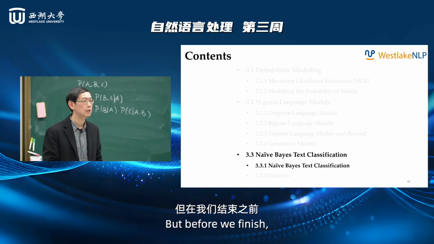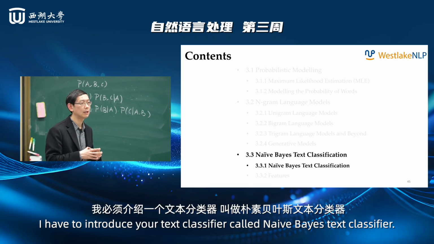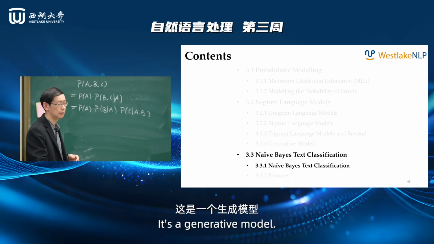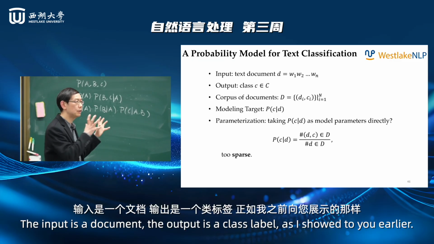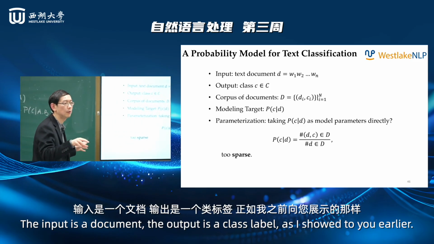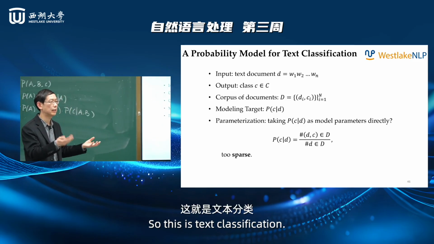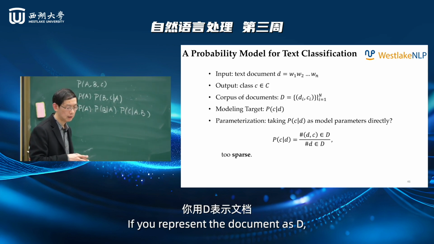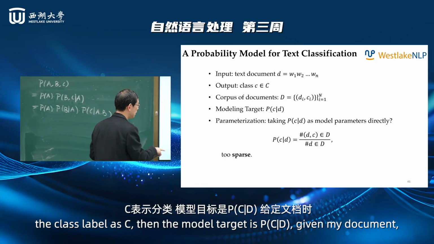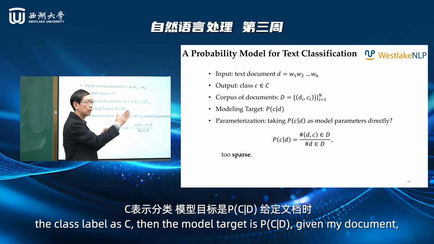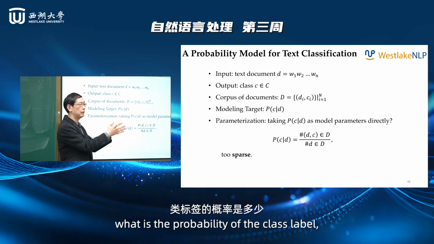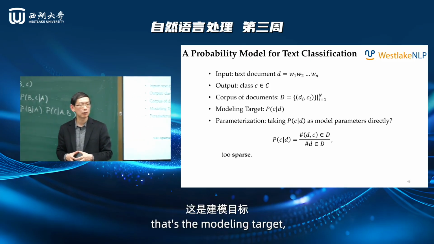But before we finish, I have to introduce you to a text classifier called the naive Bayes text classifier. Okay? It's a generative model. The input is a document, the output is a class label, as I showed you earlier, right? So this is text classification. If you represent the document as D and the class label as C, then the model target is P(C|D). Given my document, what is the probability of the class label? That's the modeling target.